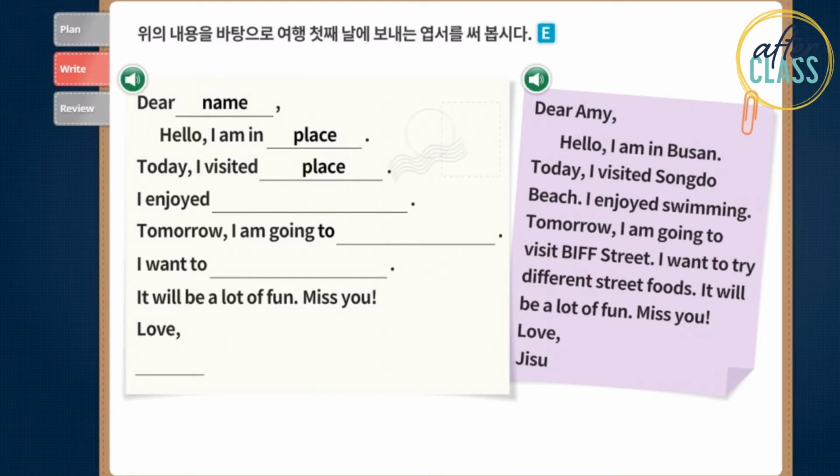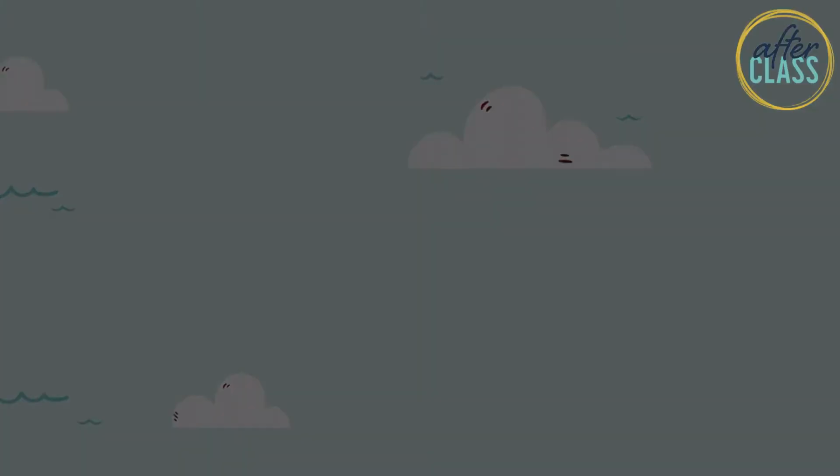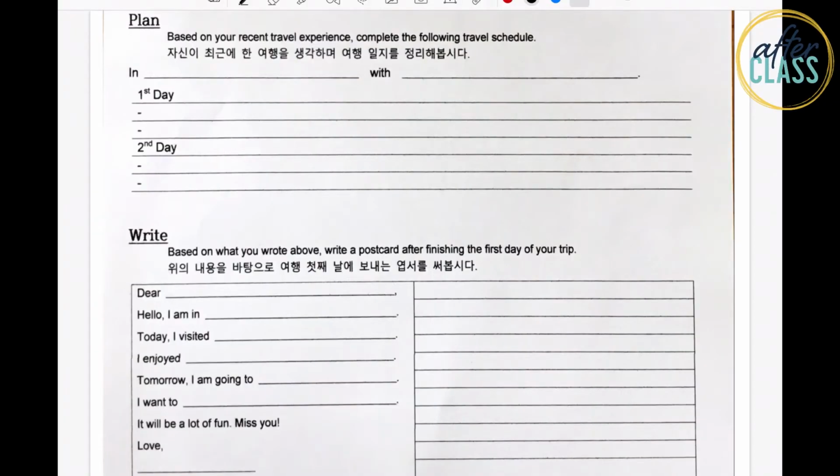Third is the first place you visited. Next is the activity you did at the first day's place. Next, you have the second day place with the second day activity. The last one is your name. So let's go ahead and take a look at my example for this activity. Let's take a look at an example.